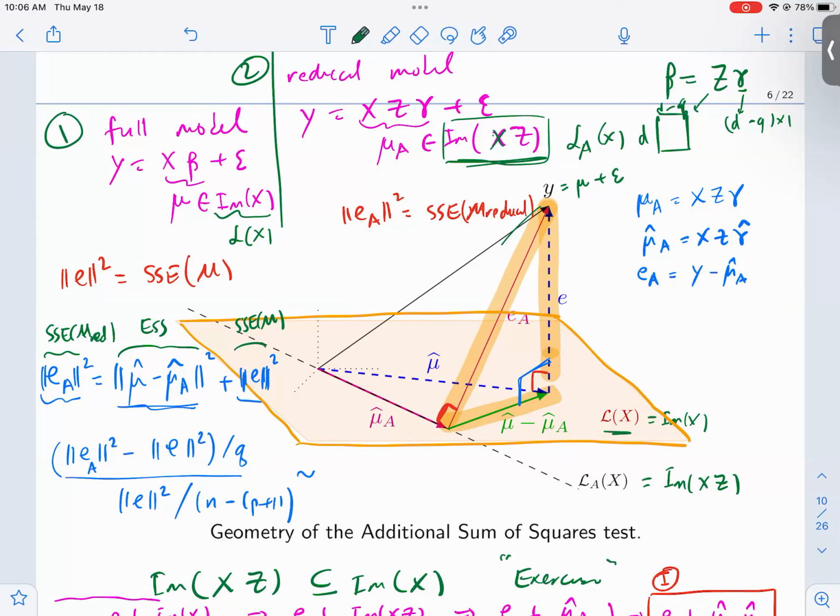Sounds good? You have to go sit in a quiet place and look at this picture and try to contemplate all the relations. It takes a while, but once it clicks, everything becomes clear. Questions, comments?